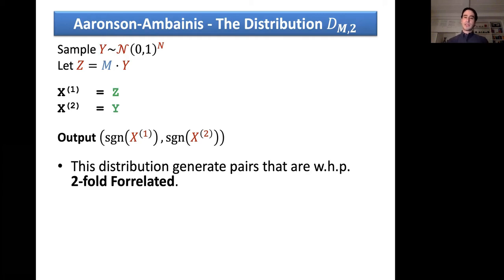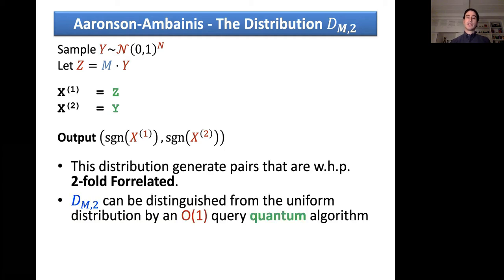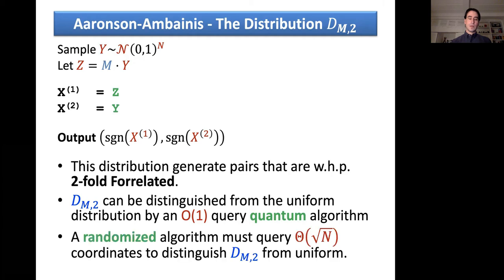This distribution generates pairs that are, with high probability, twofold Forrelated. This was shown by Aaronson-Ambainis. This distribution can be distinguished from the uniform distribution by a constant query algorithm, in fact the query algorithm that we already have seen. On the other hand, Aaronson-Ambainis showed that a randomized algorithm must query at least square root n coordinates to distinguish this distribution from the uniform. But this is tight. They also showed that there is a randomized algorithm that can tell the difference, that makes at most constant times square root n queries. How can we improve this?